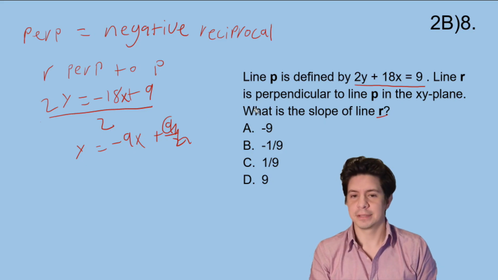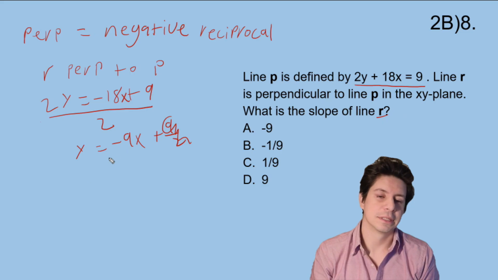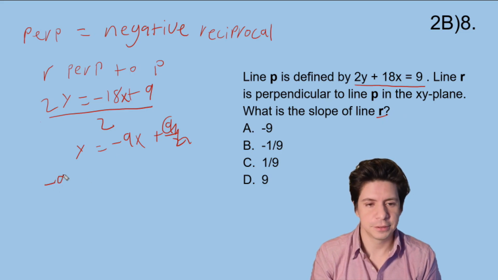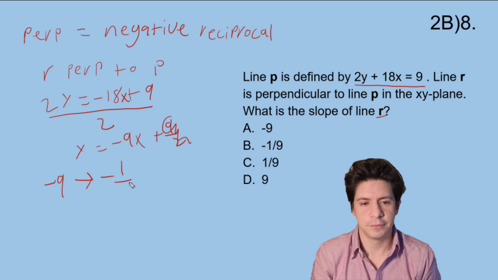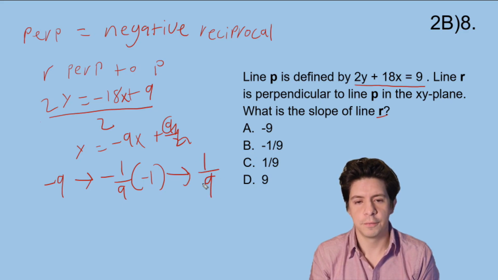Again, you don't want to make the mistake of saying, oh, negative 9, because we're looking for the slope of line R, which is the negative reciprocal. So to convert, first we flip it. So it'll be negative 1 over 9. And then we multiply it by negative 1. And it becomes positive 1 over 9.